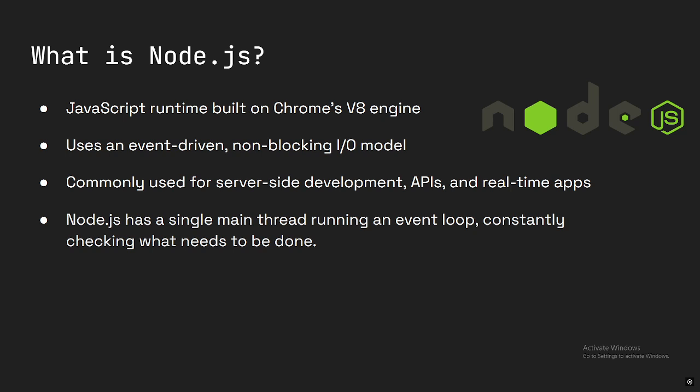Node.js is a single main thread running an event loop, which is constantly checking what needs to be done. It can kind of be thought of as like an orchestrator when there's, let's say, like 1,000 tasks that are assigned. This orchestrator will be checking constantly what needs to be done, and it will be delegating these types of tasks.